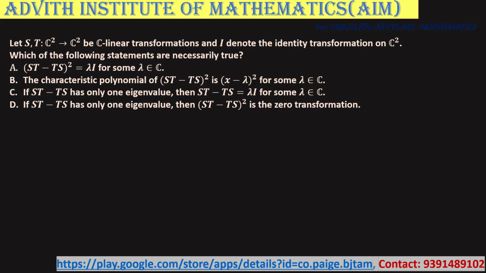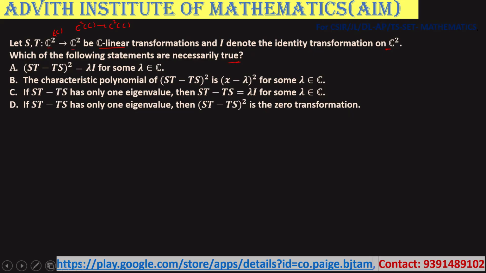Let S and T be two C-linear transformations from C squared to C squared over the field C. That means the vector spaces are C squared over C to C squared over C, and let I be the identity transformation on C squared. Which one of the following statements is necessarily true?